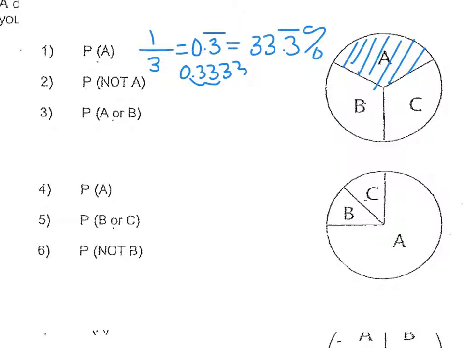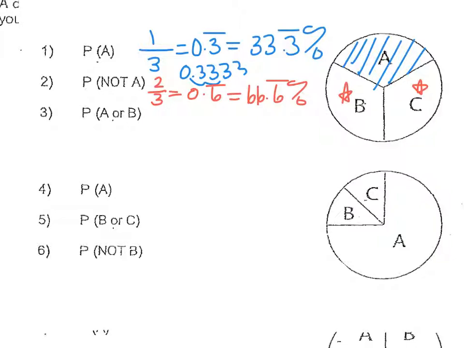All right. So number 2 is, what's the probability of not hitting A? Well, there are 2 sections that are not A. So your probability of not getting A would be 2 out of the 3 total sections. If you divide that, you get 0.6 repeating, which is 66.6 repeating percent.